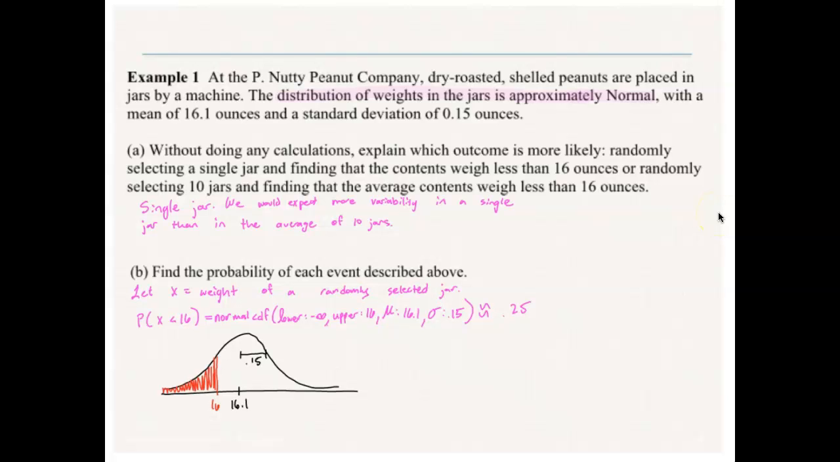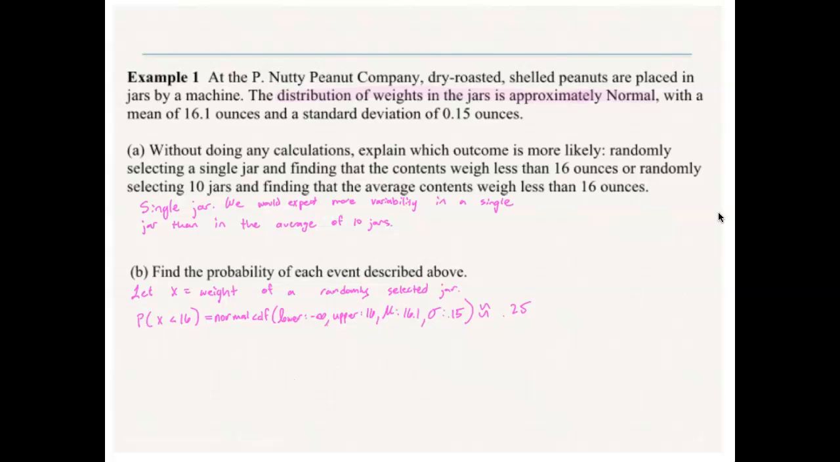Great. So we found that the probability of randomly selecting a single jar and it weighing less than 16 ounces is about 25%. Now I want to find the probability of randomly selecting 10 jars and finding that their average weighs less than 16 ounces. So I conjectured in part A that that would be less likely to happen, because if you get 10 jars, you have more information and your average we would expect to be closer to the population mean, which is 16.1. Another way of saying that is I'd expect there to be more variability in a single jar than in the average of 10 jars.